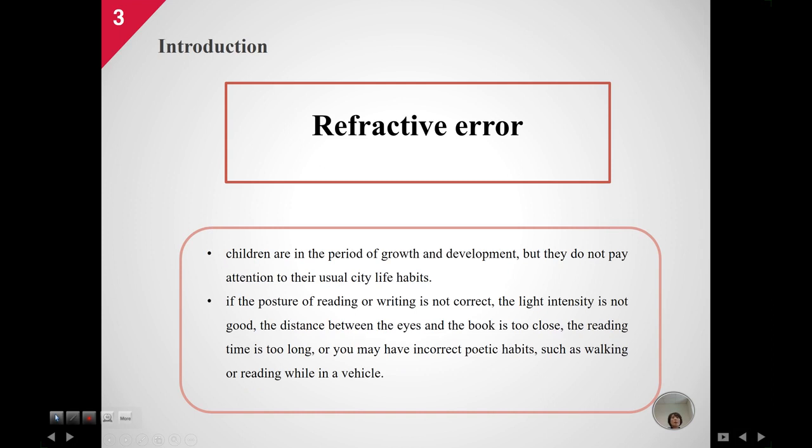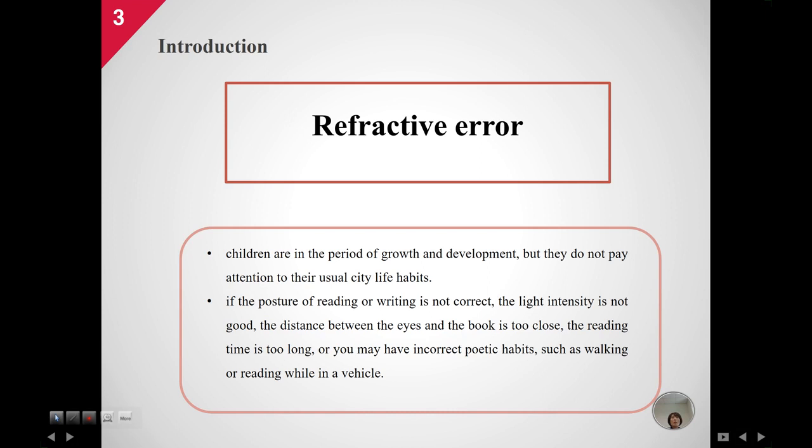In particular, children are in the period of growth and development, but they do not pay attention to their usual life habits. For example, the process of reading or writing is not correct, the light intensity is not good, the distance between the eye and the book is too close, the reading time is too long, or they may have incorrect habits, such as walking or reading while in a vehicle.